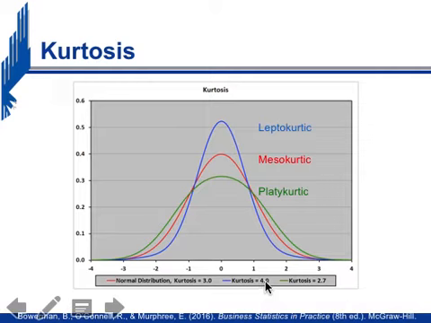So the kurtosis is bigger than the normal distribution, and we now call this leptokurtic. Leptokurtic distributions have sharper peaks and thicker tails as compared to those with lower kurtosis. While the green curve is a curve with kurtosis of 2.7, so it's lower than the kurtosis of the normal distribution, and we call that platykurtic.